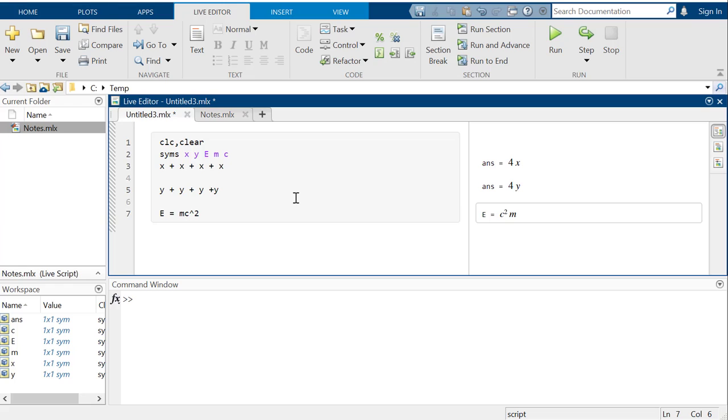I don't know if it yells at me if you do that. Yeah, so see, you still have to put the times in there, just like you would normally with MATLAB. So mc squared, it still runs it through.